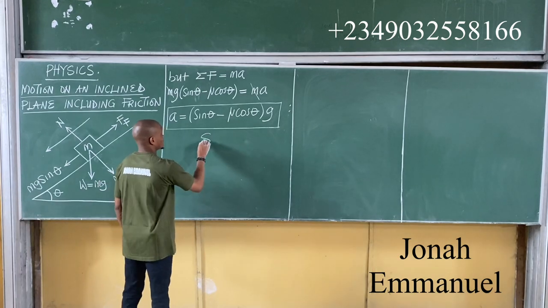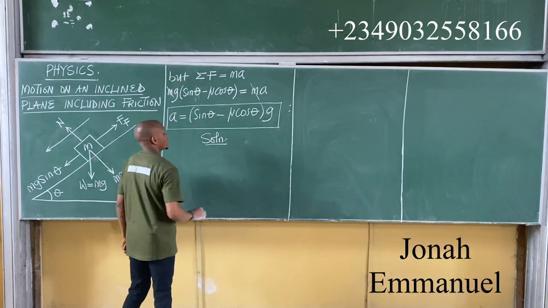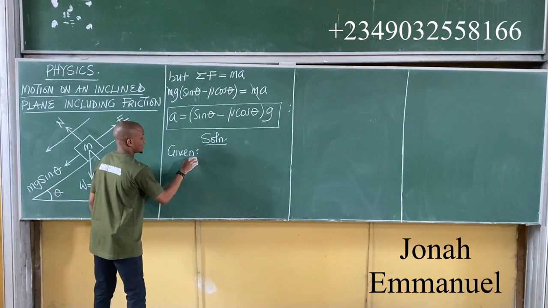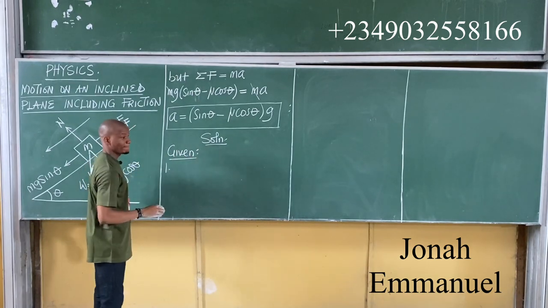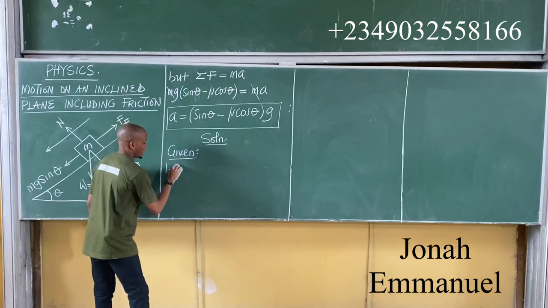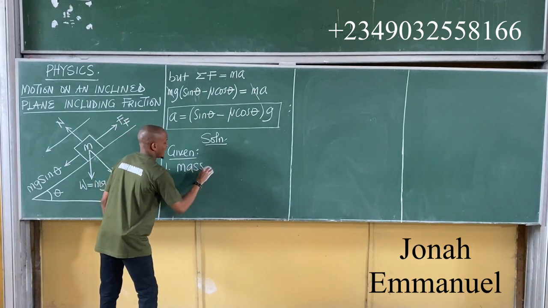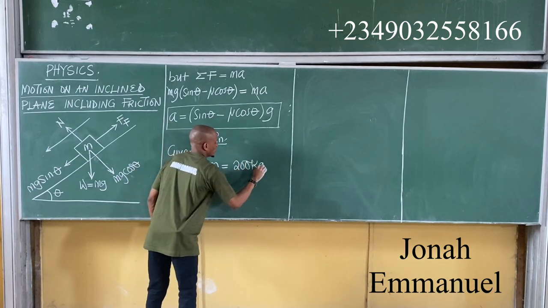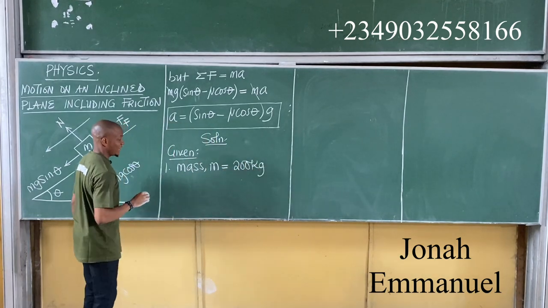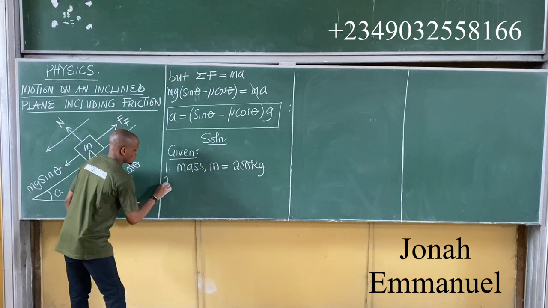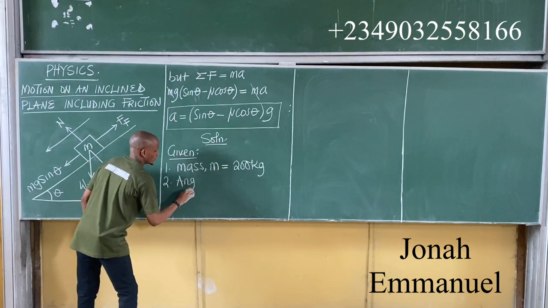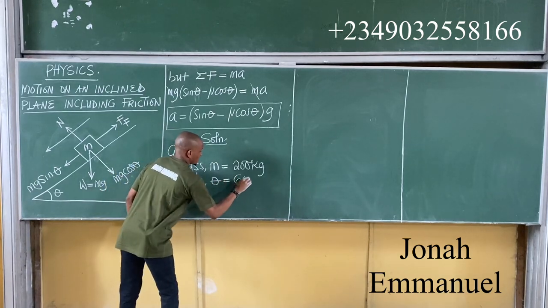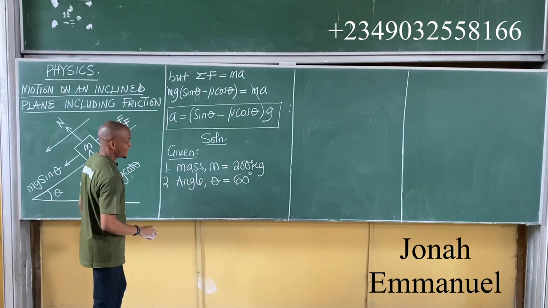So the solution is, as usual, your first task is to list out the given parameters. What am I given there? I'm given mass m, 200 kilograms. Number two, I'm given the angle theta, 60 degrees.